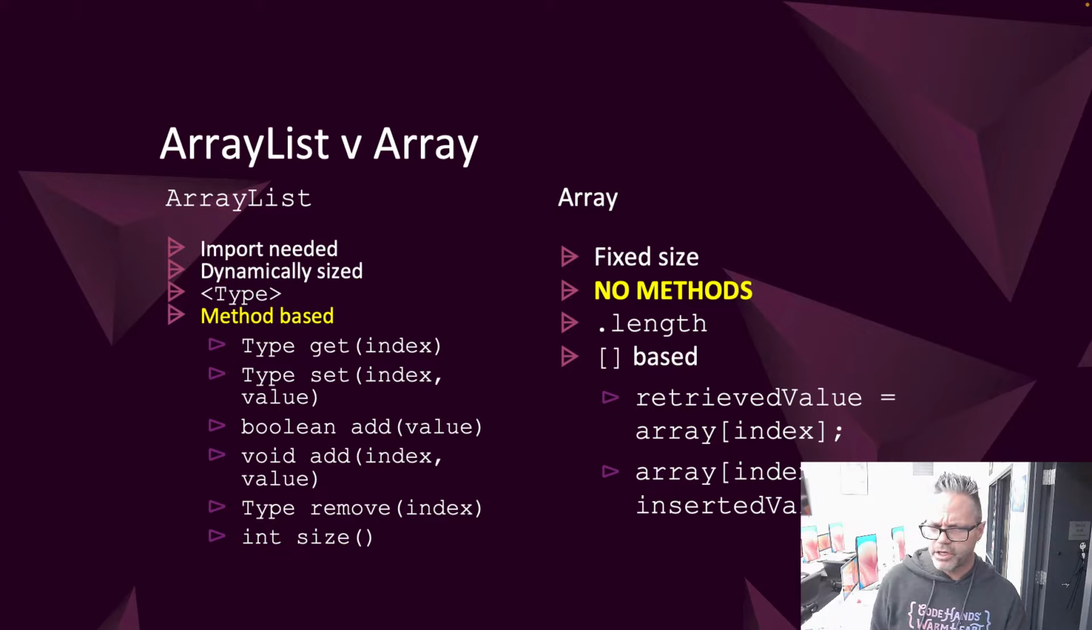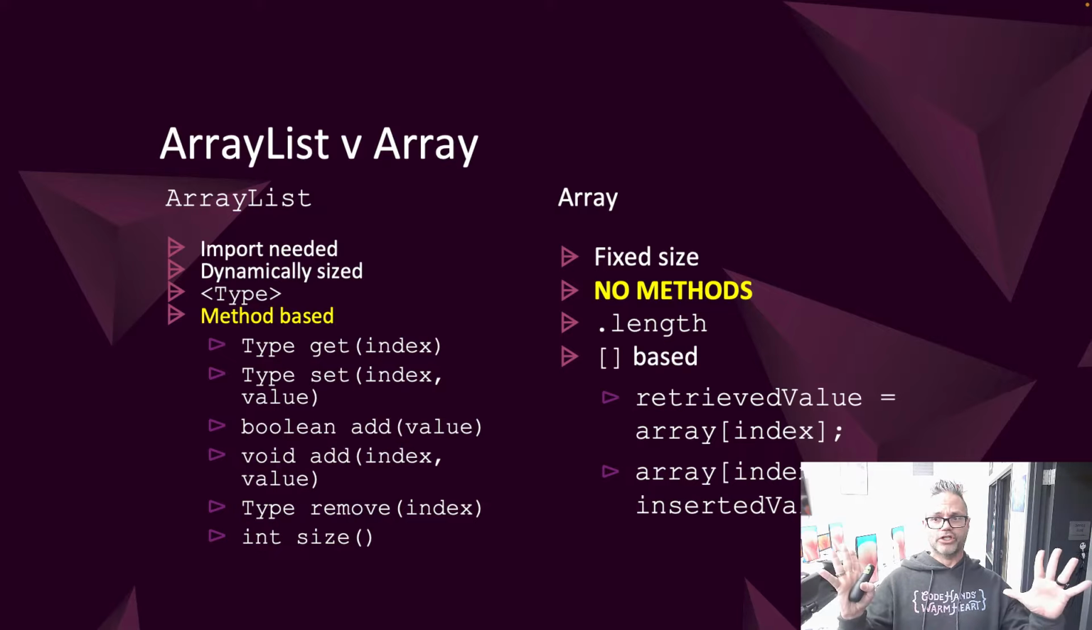Arrays are a bit different. Arrays are fixed size. They don't change in size. They have no methods. They also have a single public data member named .length, which is how we figure out how big it is. They use the subscript notation, or square brackets. As you can see right here, a variable named retrievedValue is assigned what's at the array at that index. Or if I want to assign into that index, I use arrayName sub index and I assign it the insertedValue. That's all we can really do with an array. It just holds things. That's all it does, nothing else.